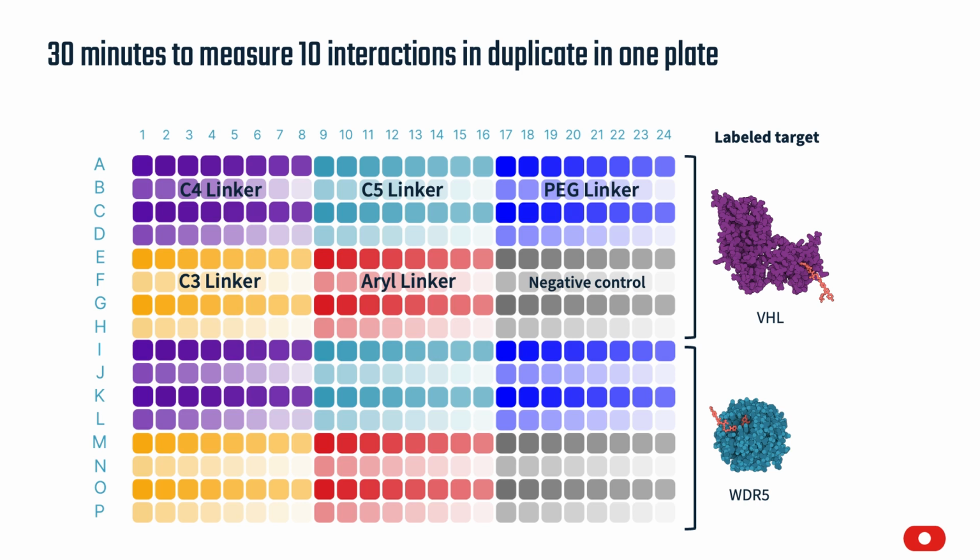Please note that with our VHL interactions on the top half, VHL was labeled with our NanoTemper red maleimide dye kit, which covalently labels free cysteine residues. And as previously described in the WDR5 interactions, WDR5 was labeled with the red NHS kit to label free lysine residues. We designed this plate so that each degrader molecule was tested in duplicate 16-point binding affinity assays, with an additional assay you can see here for negative control against each of the proteins.